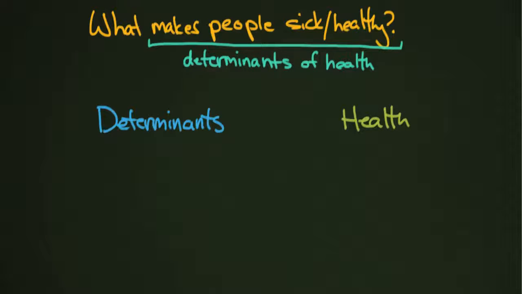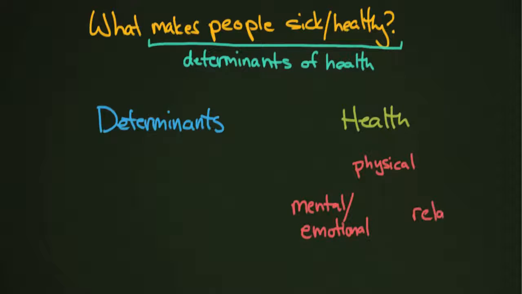Now, if we go back and take a look at that original definition that we had of health, you're going to find health divided up into three things. So you've got your physical health, you've got your mental, emotional health, and then you've got your relational health. So how you're doing with other people in your society or in your family or things like that.